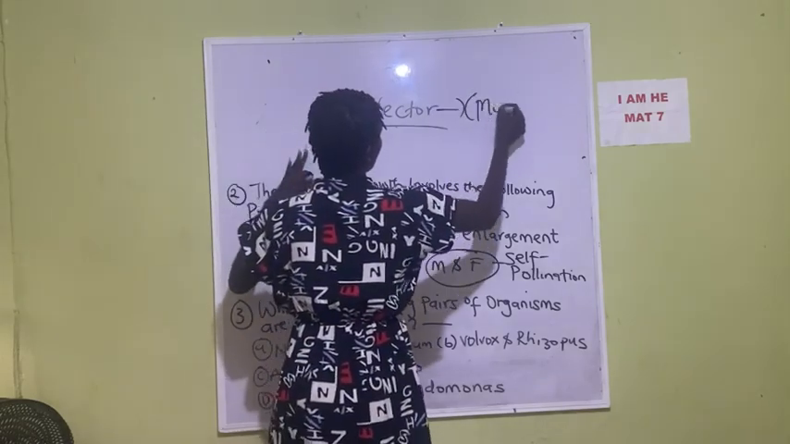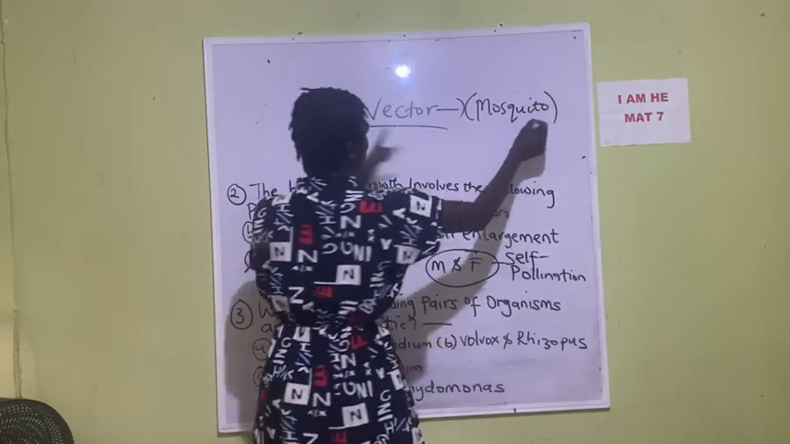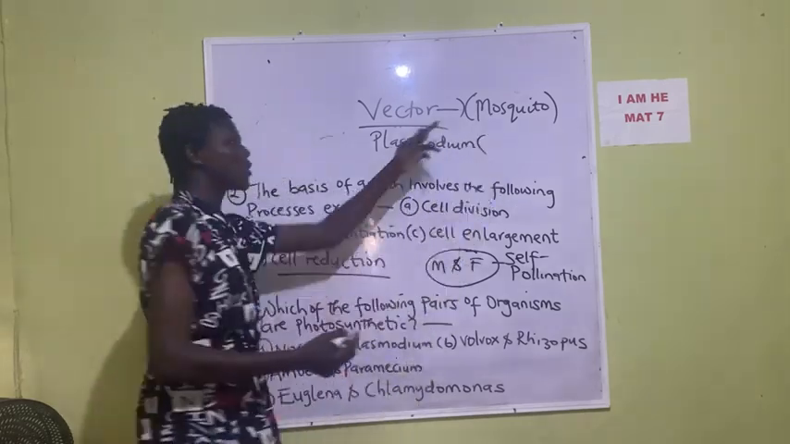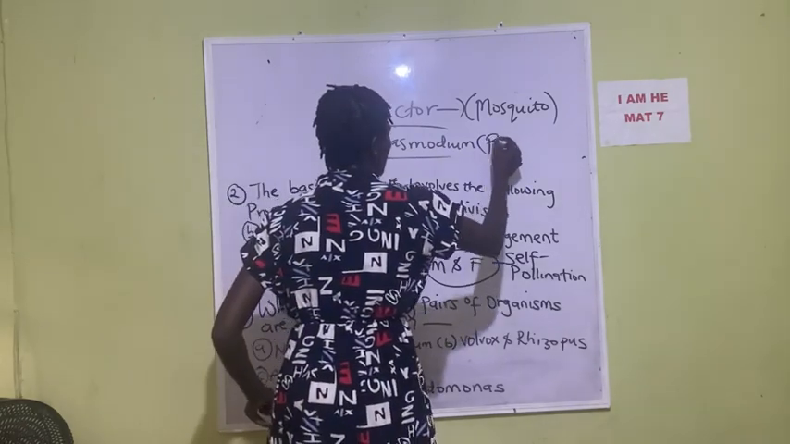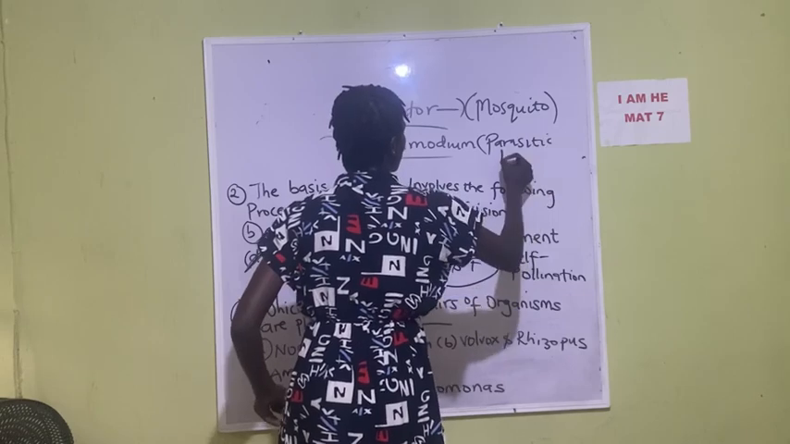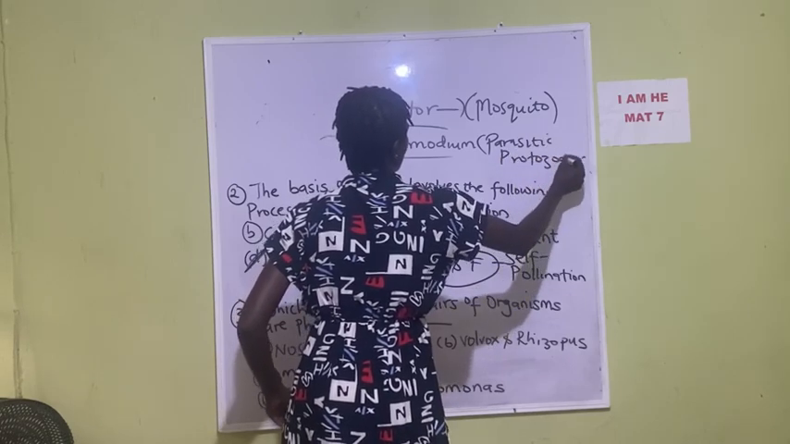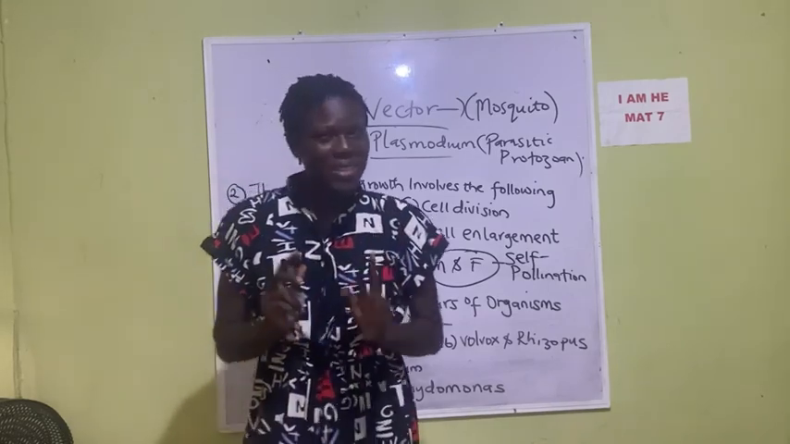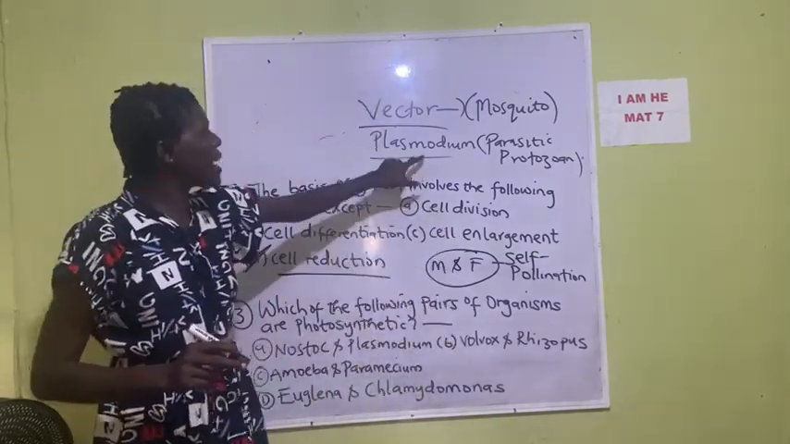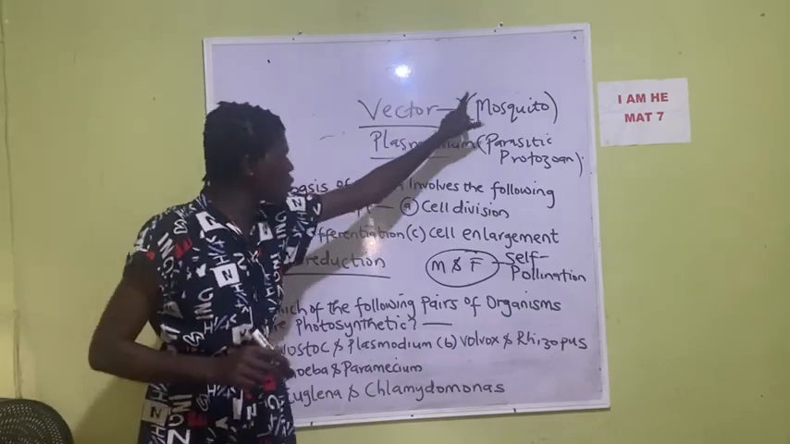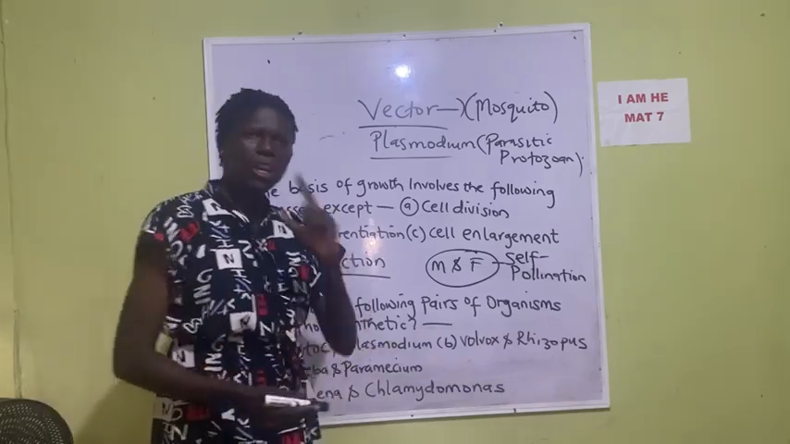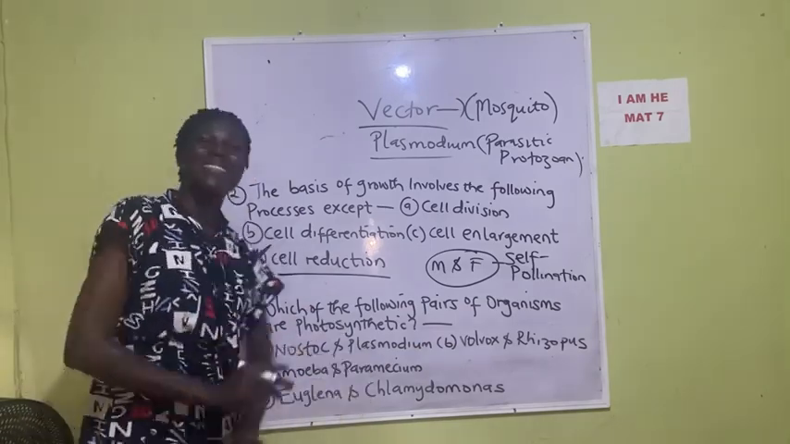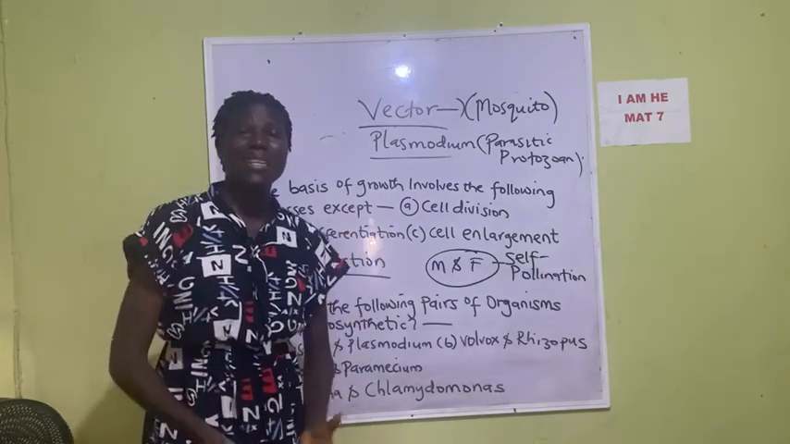So the mosquito is a vector that carries the Plasmodium, that's the parasitic protozoan. The mosquito does not cause malaria. Please take note. What causes malaria is the Plasmodium, the parasitic protozoa. So the mosquito is only a vector, that's a carrier. Do you understand? So we have Nostoc as a cyanobacteria that is photosynthetic, yes, but Plasmodium is not photosynthetic. It is a parasite that's heterotrophic in nature.